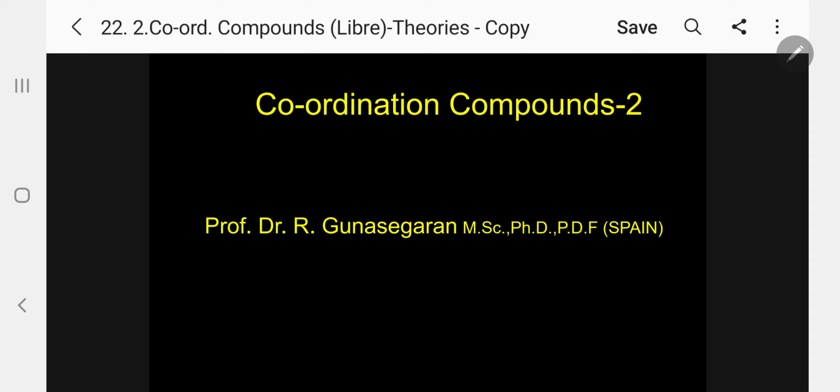Today I am going to take, under coordination compounds, the theories of coordination compounds. Different theories are proposed to explain how coordination compounds are formed and how to predict the paramagnetic character, diamagnetic character, shapes and all the properties. So let me explain these theories.